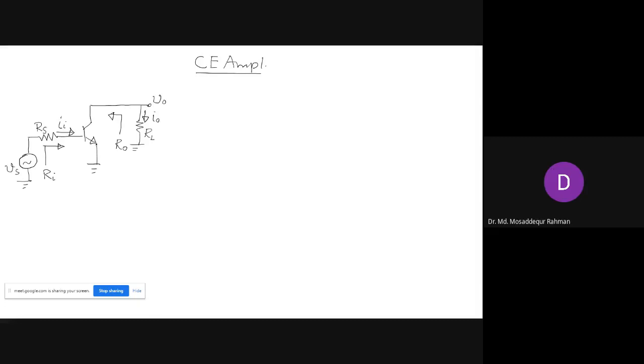Any question, guys? Okay, so that is nothing new. Now, what is the next step we have to take? We have simplified the circuit for AC analysis. Now, this is our simplified circuit. We remove the capacitor, short circuit the capacitors, remove the DC currents and voltages. What's the next step?